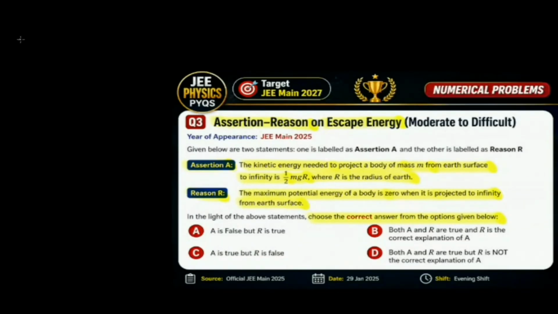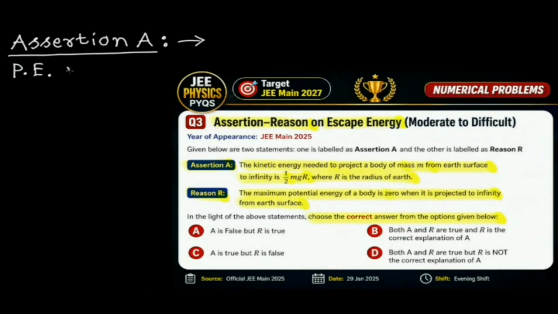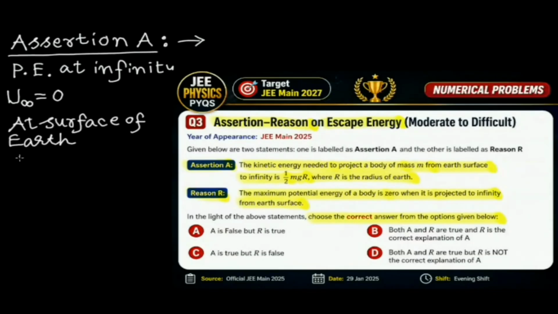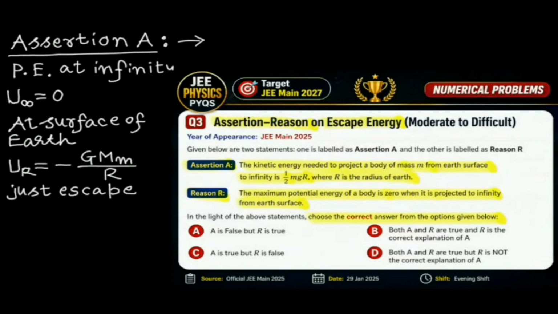Let's check assertion A. We know that for gravitational potential energy, we take the potential energy at infinity as zero. So, potential energy at infinity, that is U infinity, is zero. At the surface of Earth, potential energy U_R is minus GMm upon r. For the body to just escape, its velocity at infinity will be zero. So V infinity is zero. Therefore, kinetic energy at infinity will also be zero because kinetic energy is half mv square.